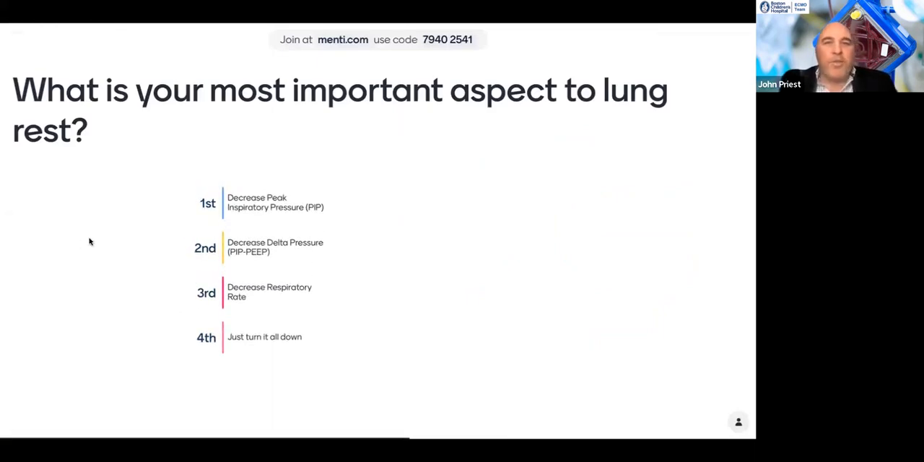So first question is, what's your most important aspect to lung rest? Is it decrease peak inspiratory pressure, decrease your delta pressure, which is the difference between your PIP and your PEEP, decrease your respiratory rate, or do you just say turn it all down?